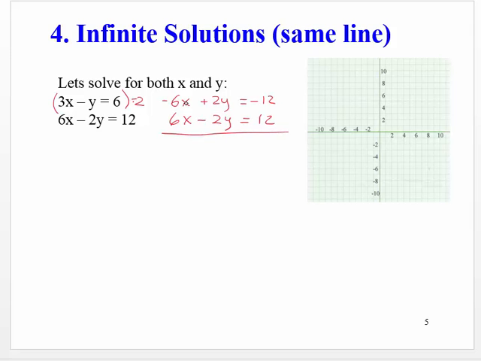And if I add those up, x's eliminate, y's eliminate. 0 plus 0 is equal to, these eliminate too, 0. 0 is equal to 0. True statement. So we have infinite solutions.